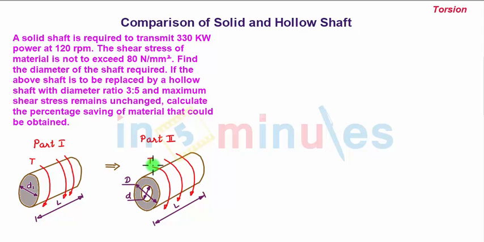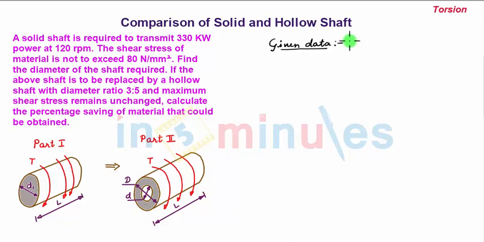Now we see that percentage saving of the material is nothing but percentage change or percentage saved in the volume of the material. Now the length of the shaft being same, the percentage saved in the volume of the material will be equal to the percentage saved in the cross-sectional area of the material. So first, let's note all the given data.